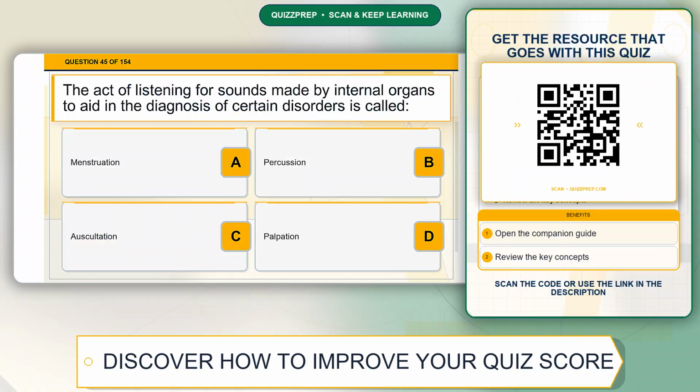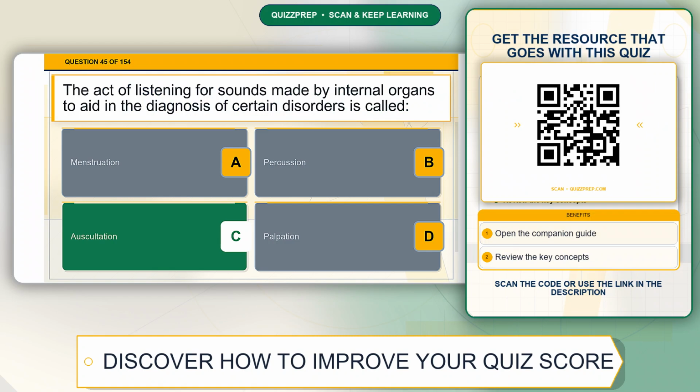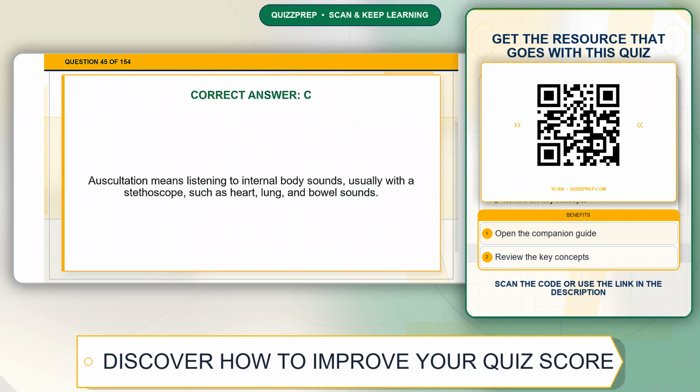Question 45. The act of listening for sounds made by internal organs to aid in the diagnosis of certain disorders is called Option A, menstruation. Option B, percussion. Option C, auscultation. Option D, palpation. The correct answer is option C, auscultation. Explanation. Auscultation means listening to internal body sounds, usually with a stethoscope, such as heart, lung, and bowel sounds.